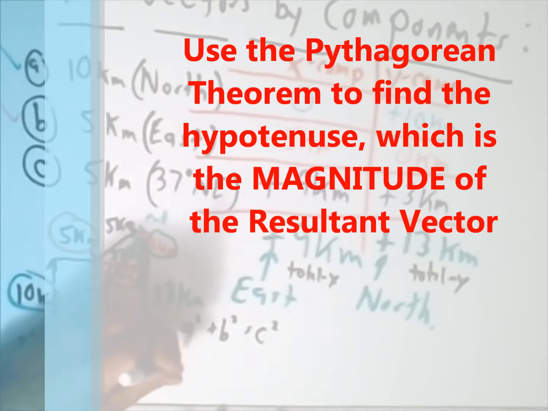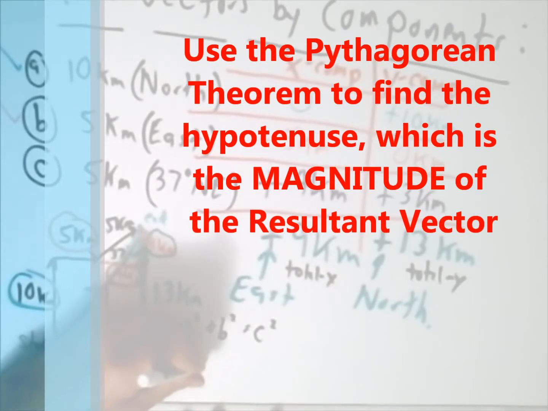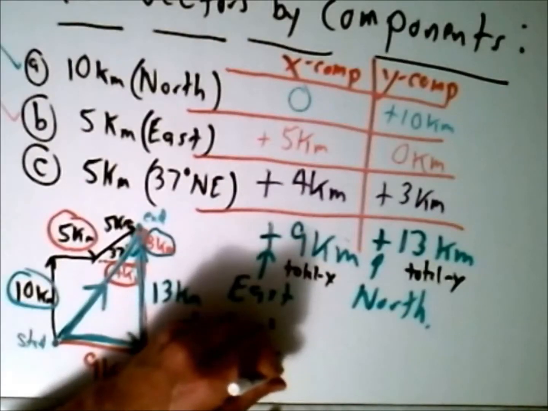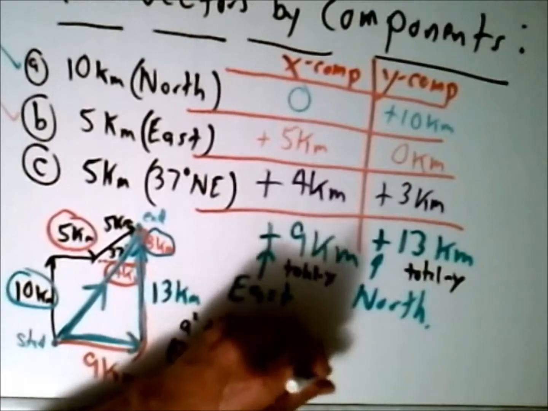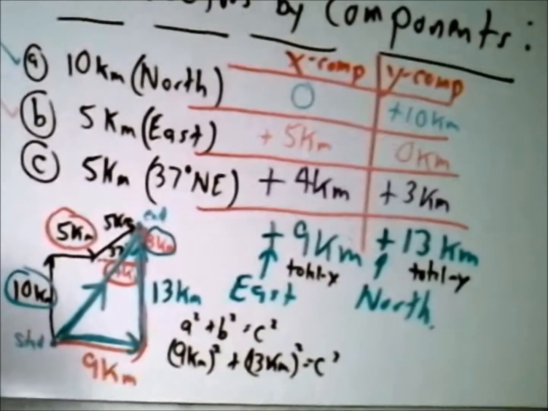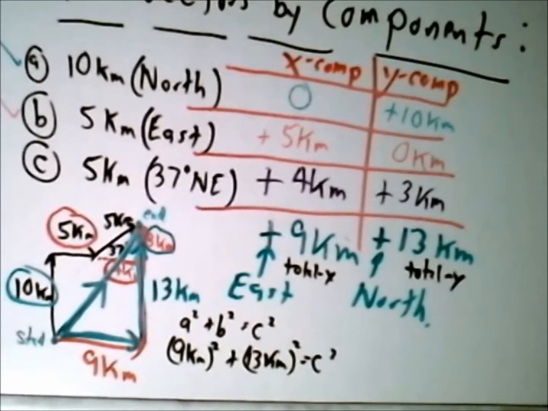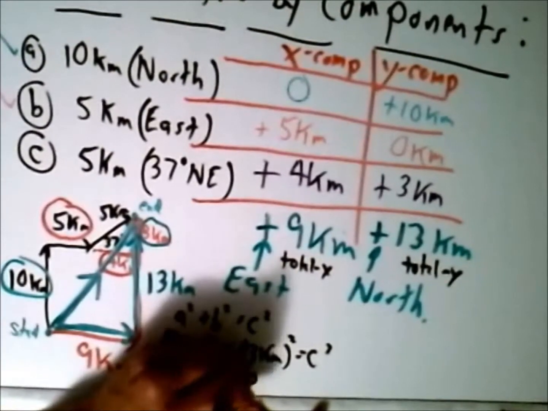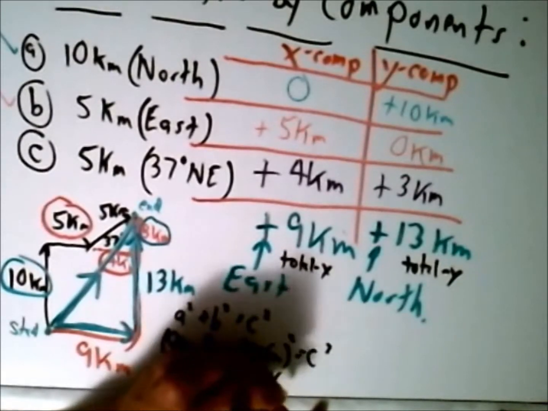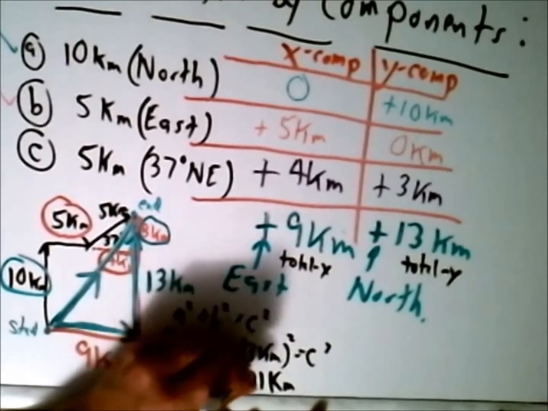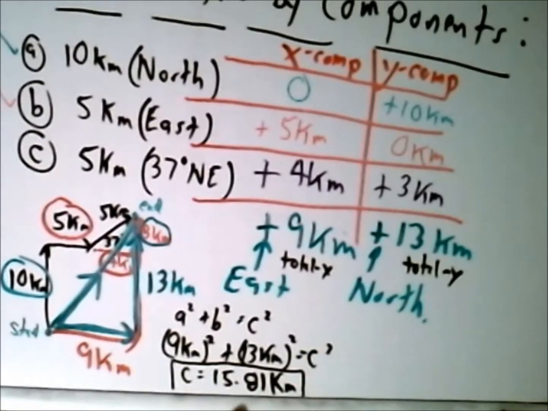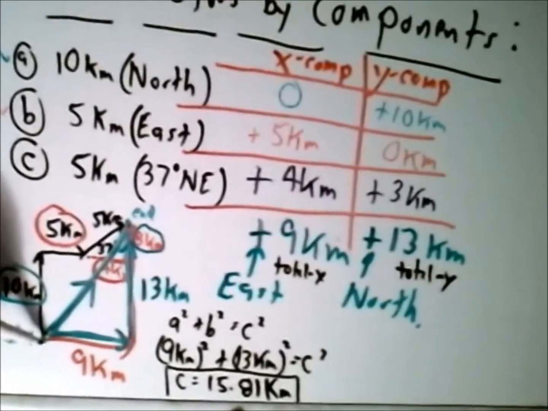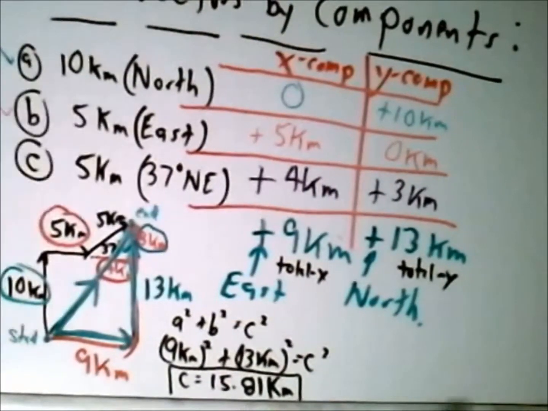And if we plug that in, it would be 9 kilometers squared plus 13 kilometers squared equals c squared. And when you do the math out, c is going to come out to be a number 15.81. So that right there, that number is the length of my resultant vector. That's how long the distance is from the overall starting point to the overall ending point.